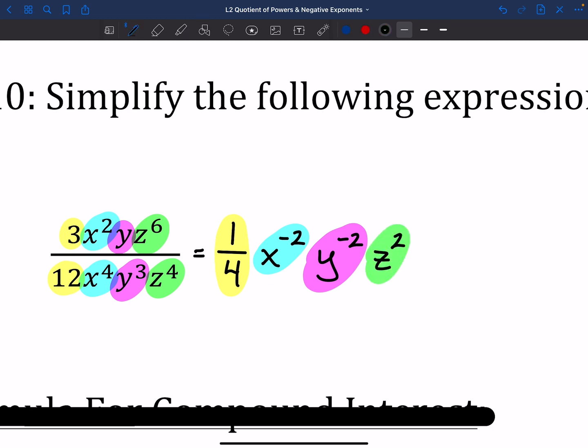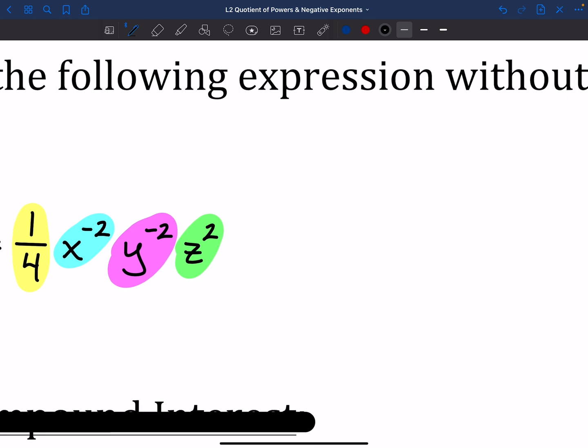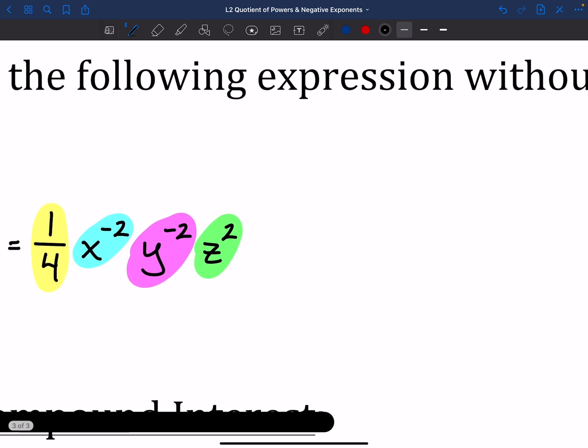Okay, so hopefully that was the harder part. After this, we're just going to ignore what we started with, because who wants to look at that anymore? And I'm just going to put these into a big fraction wherever they're supposed to go. So in the yellow piece, the 1 was on the top, the 4 was on the bottom. Let's put those where they're going. For the x's in blue, it was negative, so it's going on the bottom, and that exponent is now positive.